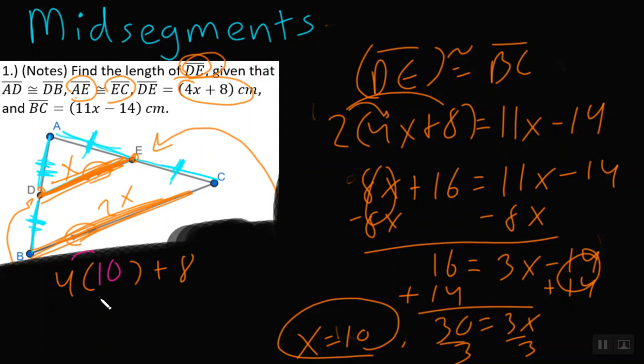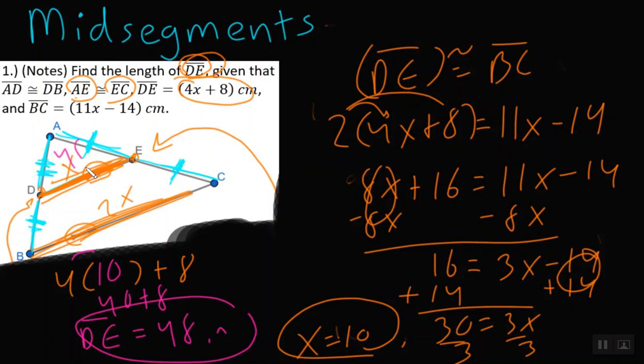Well, guys, 4 times 10 is, of course, 40 plus 8. We can say that DE is equal to 48 inches. And so I could actually write 48 right there. Now, just as an aside, if you wanted to find the length of BC, you could just multiply 48 by 2, and so 48 times 2 is actually going to be 96. So this is 48 inches, and that's 96 inches, but remember, we were looking for DE.